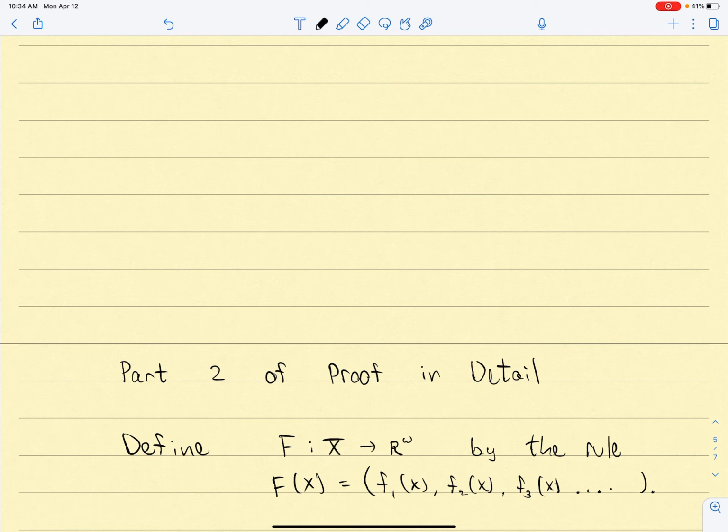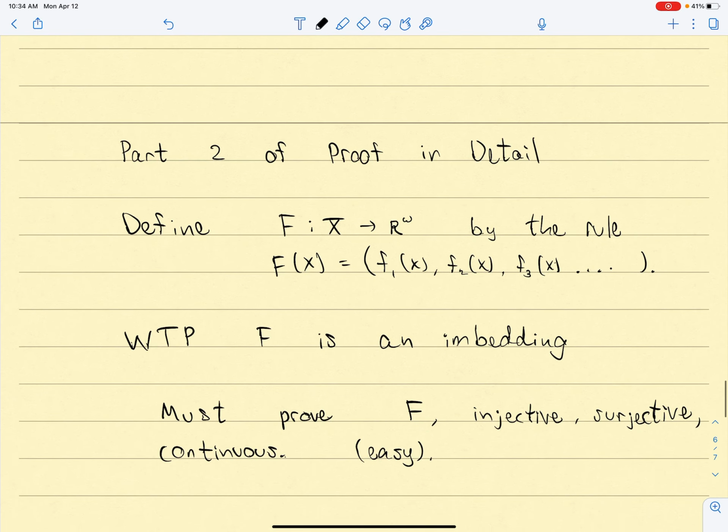We prove that it is injective. We prove that it's obviously surjective onto its image. And we prove that it's continuous. And the fact that it's continuous is a result from the chapter on continuous functions, that we have all these functions f_1, f_2, f_3, they're all continuous functions. So now in the product topology of R^ω, this function is also continuous, and that's just a result from the chapter on continuous functions.